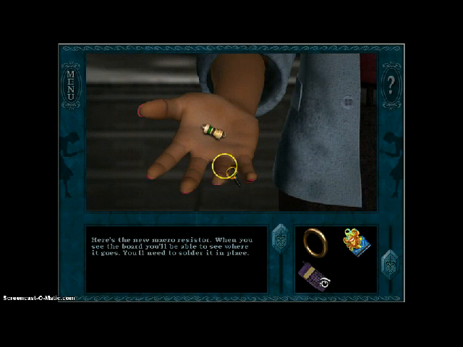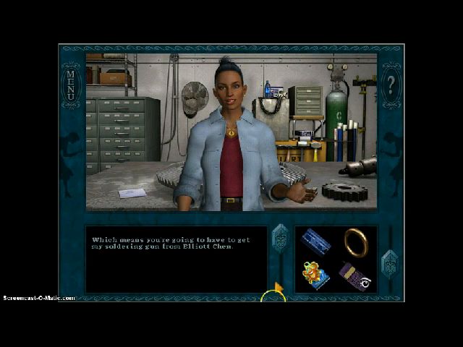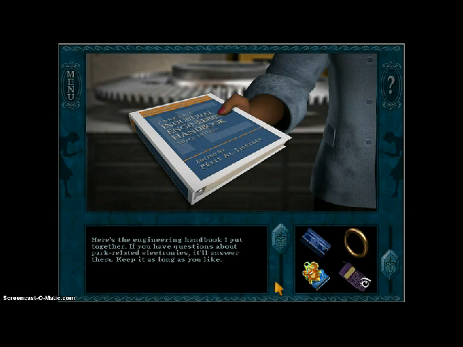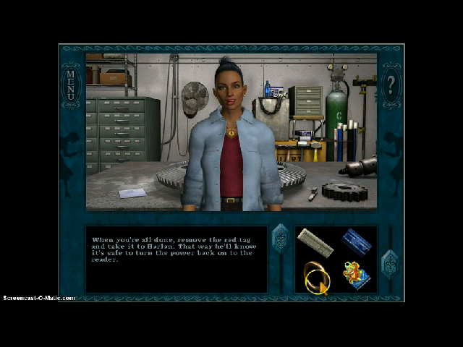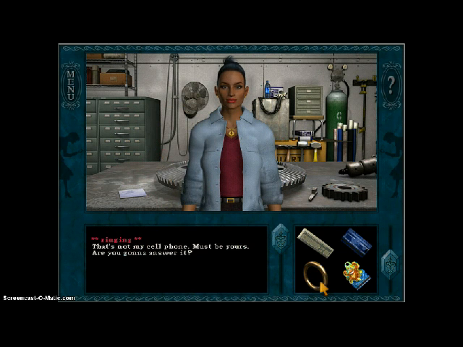Here's the new macro resistor. When you see the board, you'll be able to see where it goes. You'll need to solder it in place, which means you're going to have to get my soldering gun from Elliot Chen. Here's the engineering handbook I put together. If you have questions about park-related electronics, it'll answer them. Keep it as long as you like. When you're all done, remove the red tag and take it to Harlan. That way he'll know it's safe to turn the power back on to the reader.